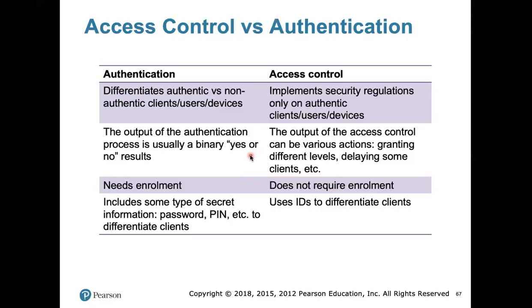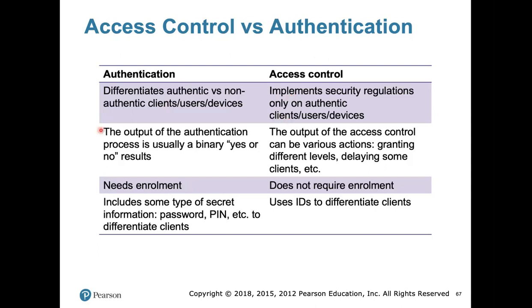Okay, this table summarizes what I've mentioned about the differences between access control and authentication, and gives us a clear understanding of how they're different. When we look at the different things in this table, first of all, authentication differentiates authentic versus non-authentic client users or devices. This is what we've mentioned. And access control, like I said, implements or enforces security regulations only on authentic users and clients.